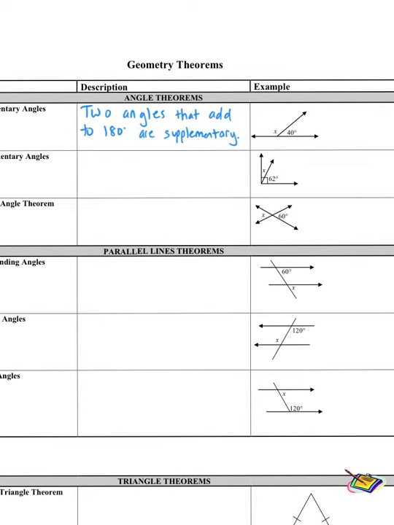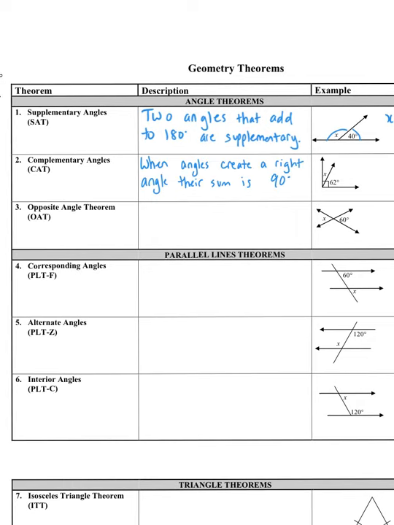Looking at this example, we see we have angle X and angle 40. These two angles are supplementary because they lie along this straight line here. So we can say that X plus 40 is equal to 180 degrees. This is a simple equation that we can solve by subtracting 40 on each side. So we know that X has to be 140 degrees due to SAT, the supplementary angle theorem.